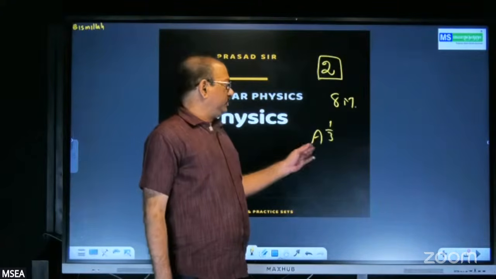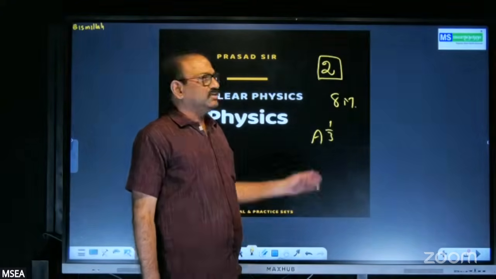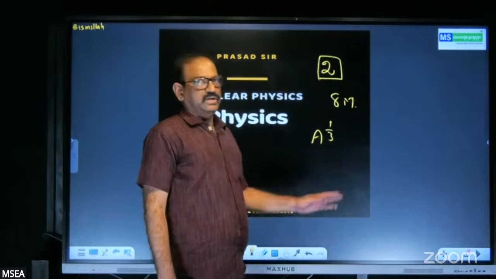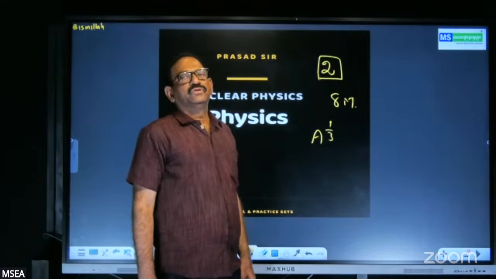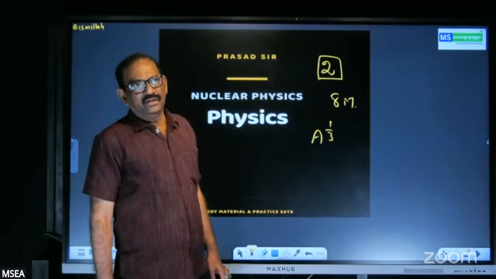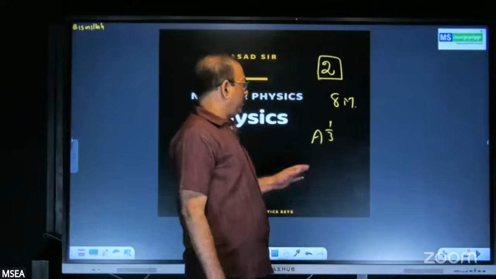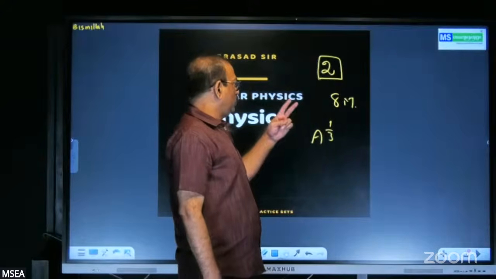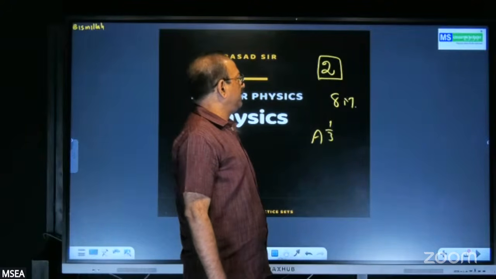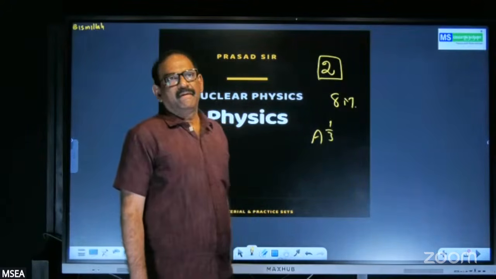binding energy, mass defect, some statements given. Mass defect is equal to difference between mass of nucleus and the mass of all the nucleons, some statements like that. 2 questions, both are from properties of nucleus are given.